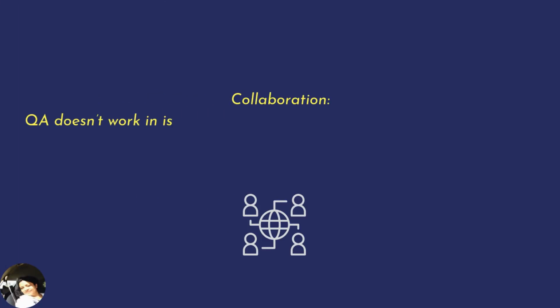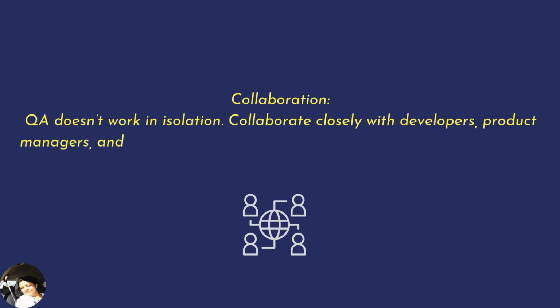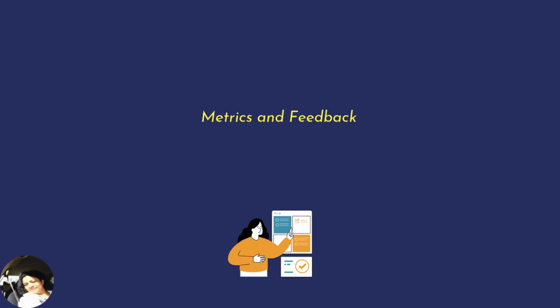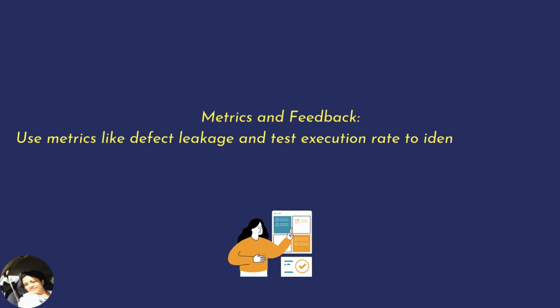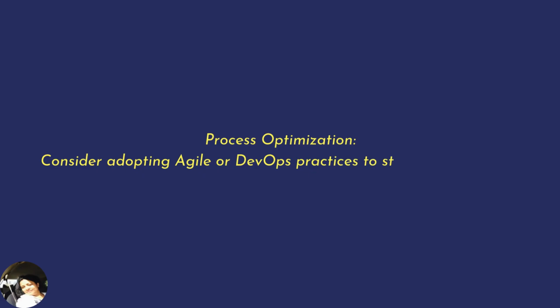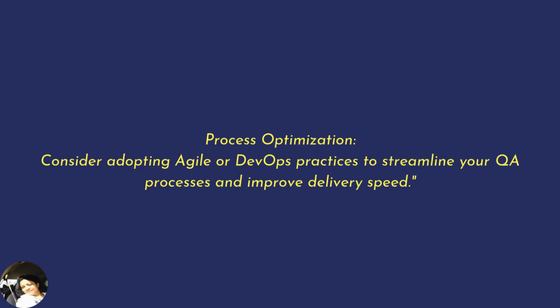Collaboration. QA doesn't work in isolation. Collaborate closely with developers, product managers, and other stakeholders to ensure everyone is aligned on quality goals. Metrics and feedback. Use metrics like defect leakage and test execution rate to identify areas for improvement. Feedback from stakeholders is also invaluable. Process optimization. Consider adopting agile or DevOps practices to streamline your QA processes and improve delivery speed.